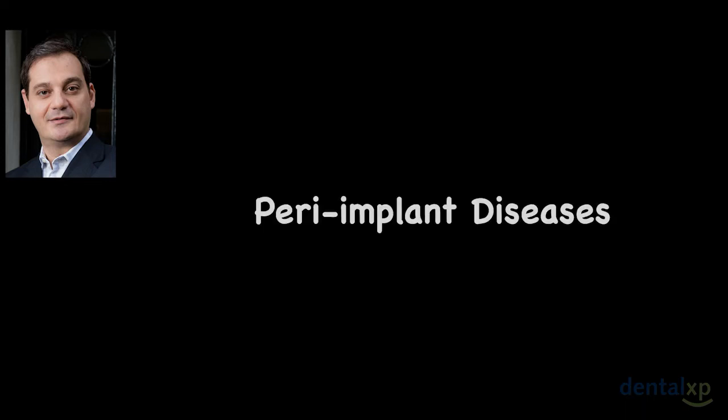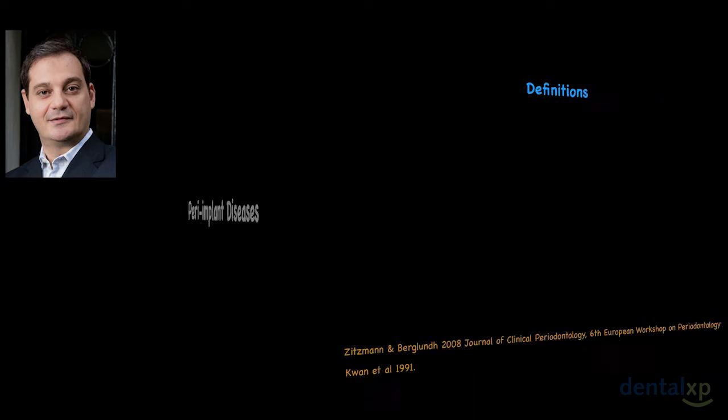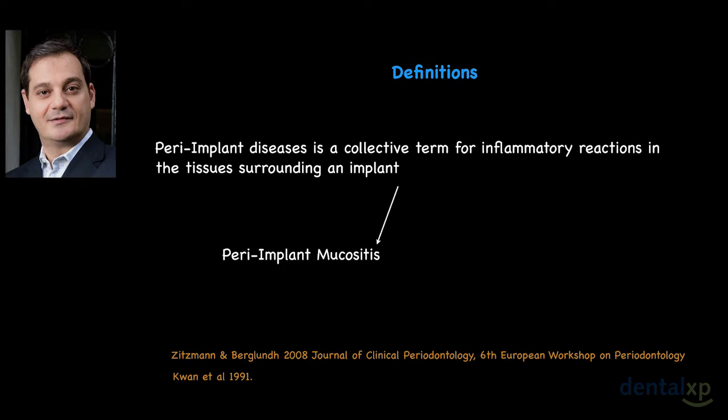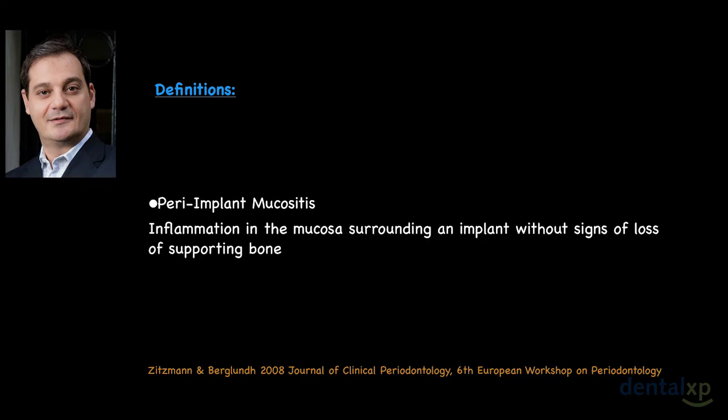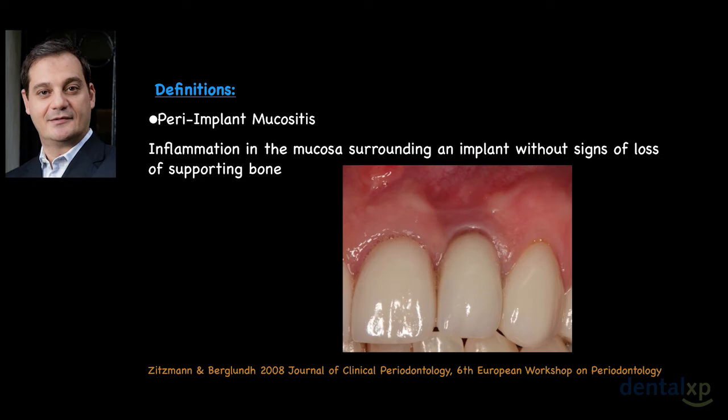But let me start by defining the peri-implant diseases. And I say diseases because there's twofold to that. One is called mucositis and one is called peri-implantitis. In the 6th European Workshop, they define peri-implant mucositis as inflammation in the mucosa surrounding an implant without signs of loss of supporting bone. Clinically, you can see the inflamed, edematous tissue, some purulence at the neck of the implant, but no sign of bone loss.